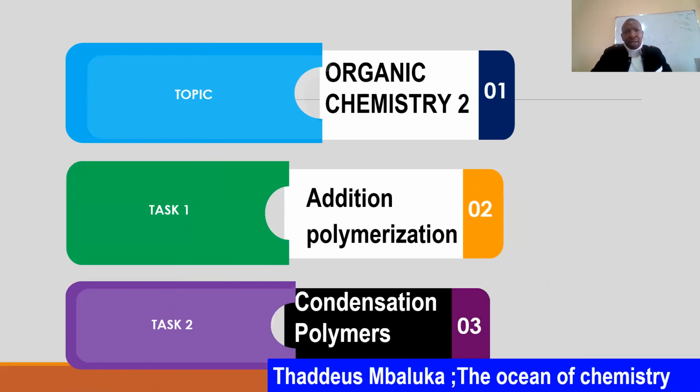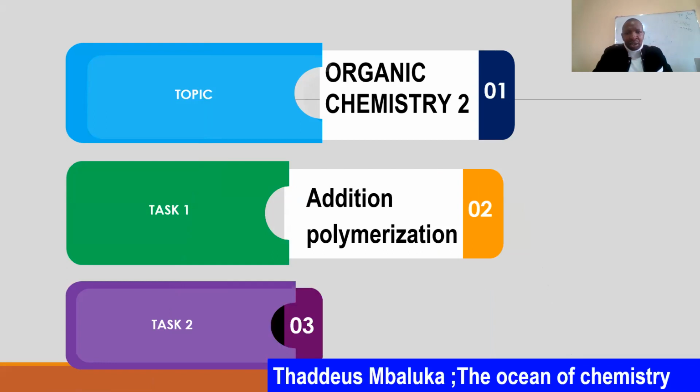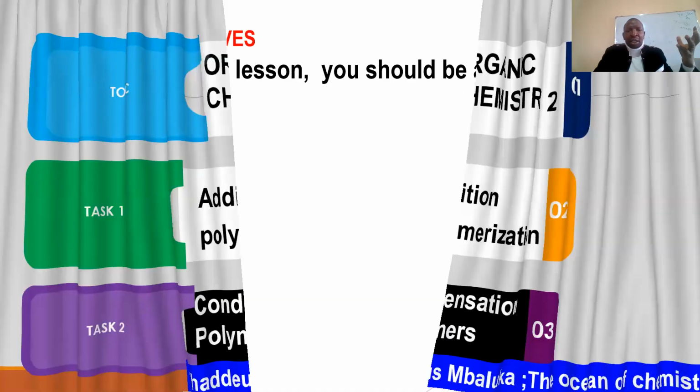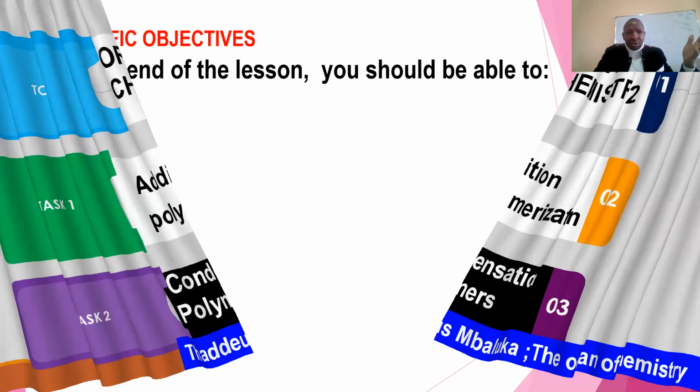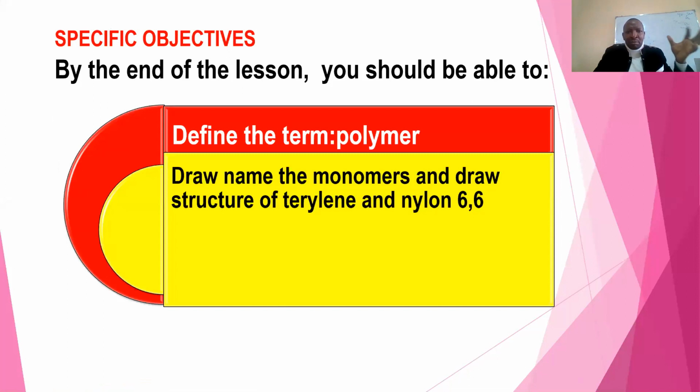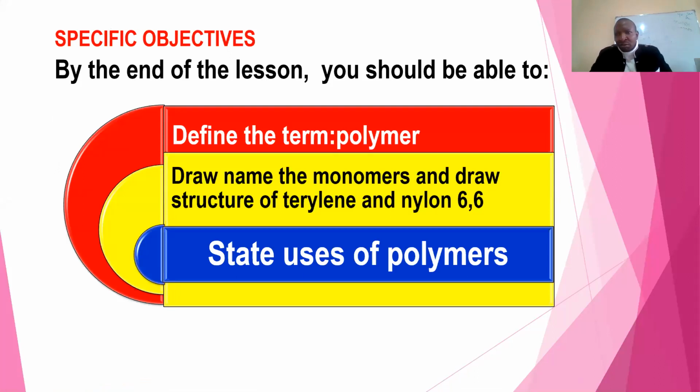So welcome. The topic is organic chemistry. We are going to deal with addition polymers, condensation polymers, and we'll also look at the uses of these particular polymers. So we look at the specific objectives. By the end of the lesson, you should be able to define the term polymer, draw and name the monomers, and draw the structure of terylene and nylon 6,6. That is the syllabus for condensation polymers, and state the uses of some of the polymers, including the synthetic polymers that you learned in Form 3.